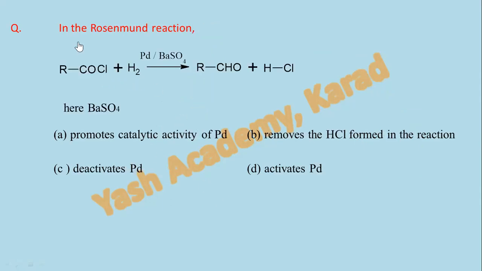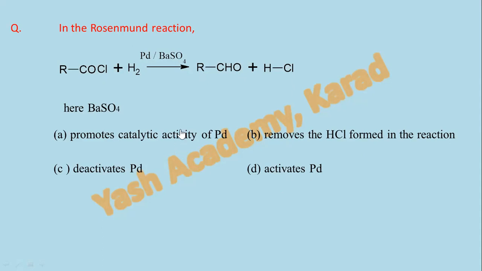Next question, in the Rosenmund reaction, you are given a Rosenmund reduction reaction, that is, RCOCl, an acyl chloride, plus hydrogen gas in the presence of palladium and BaSO4 gives RCHO, an aldehyde, and the byproduct is HCl. And here BaSO4 promotes the catalytic activity of palladium, removes the HCl formed in the reaction, and deactivates palladium.